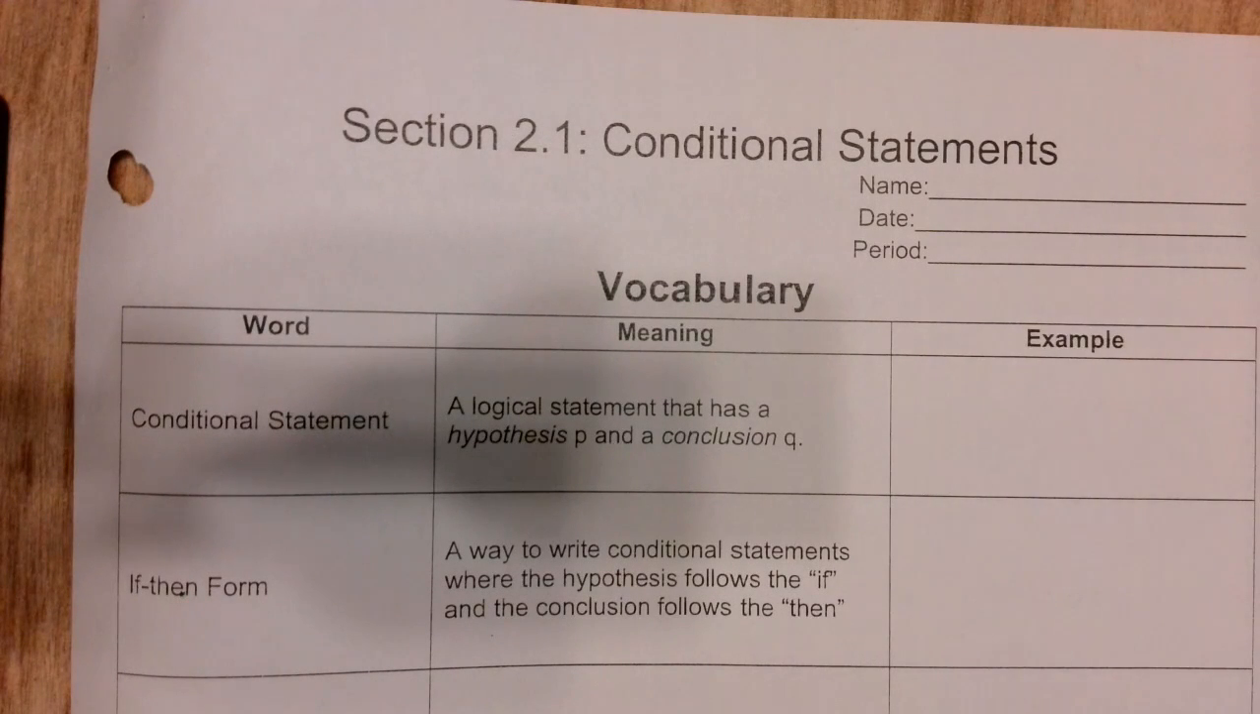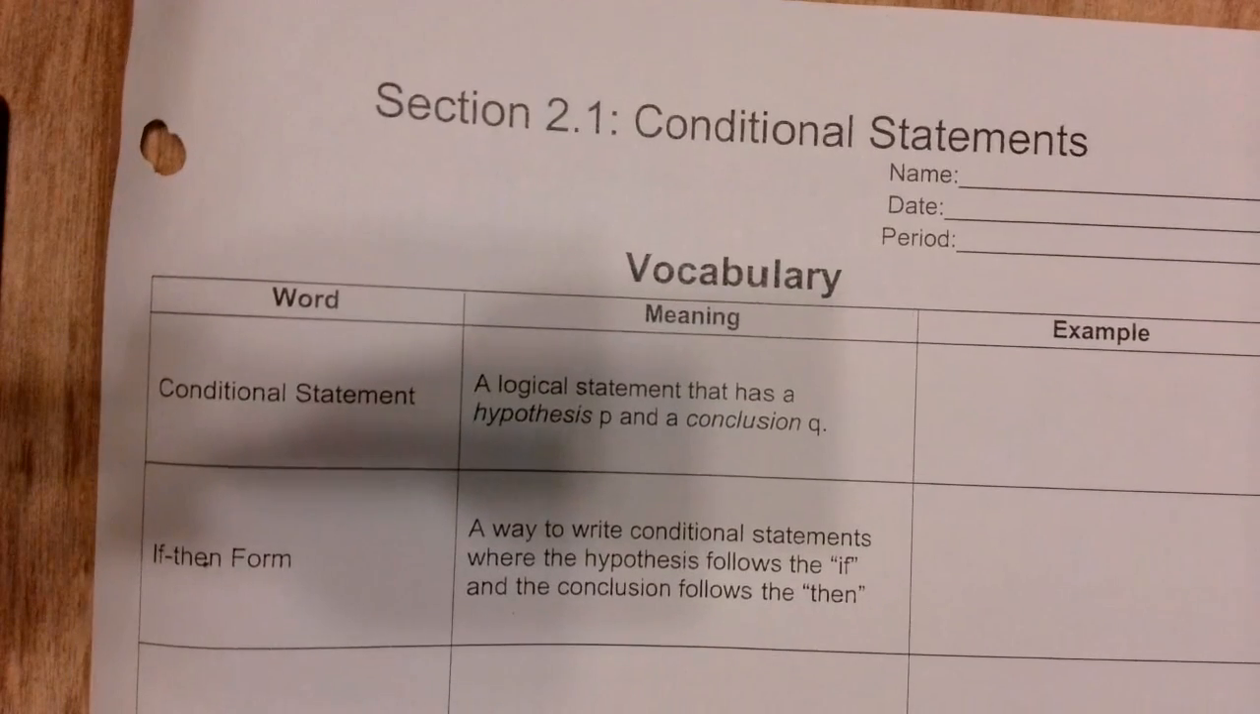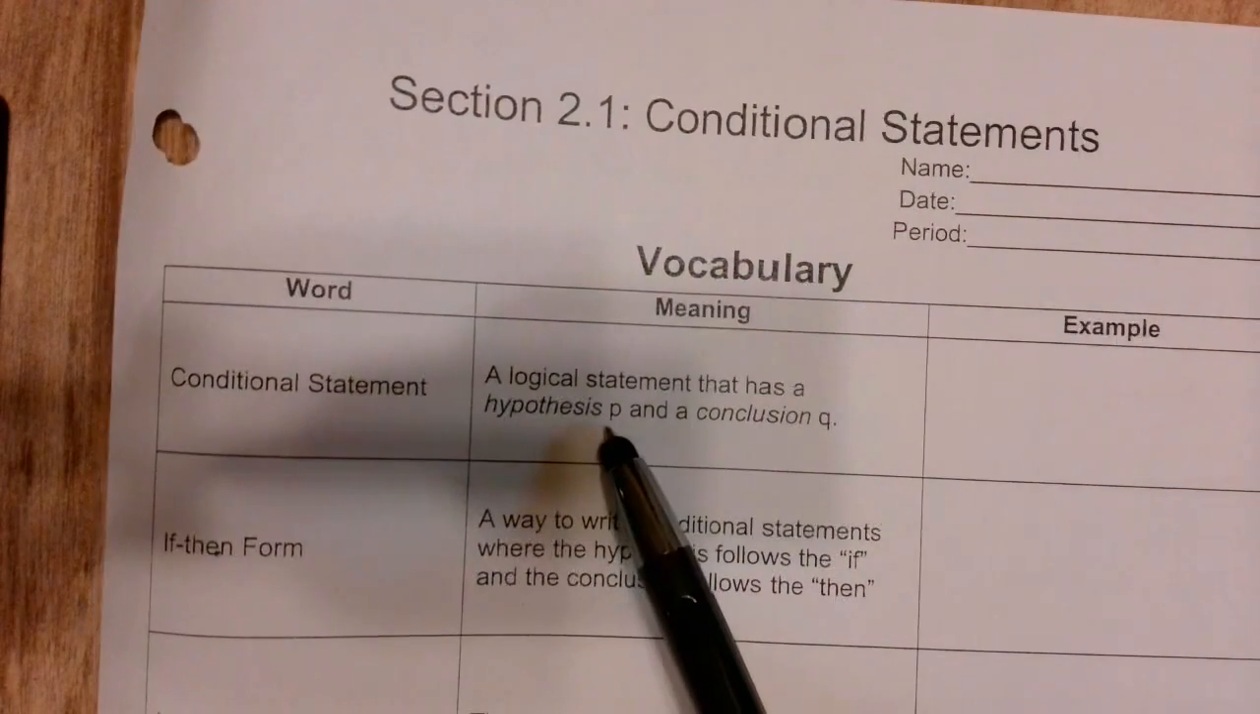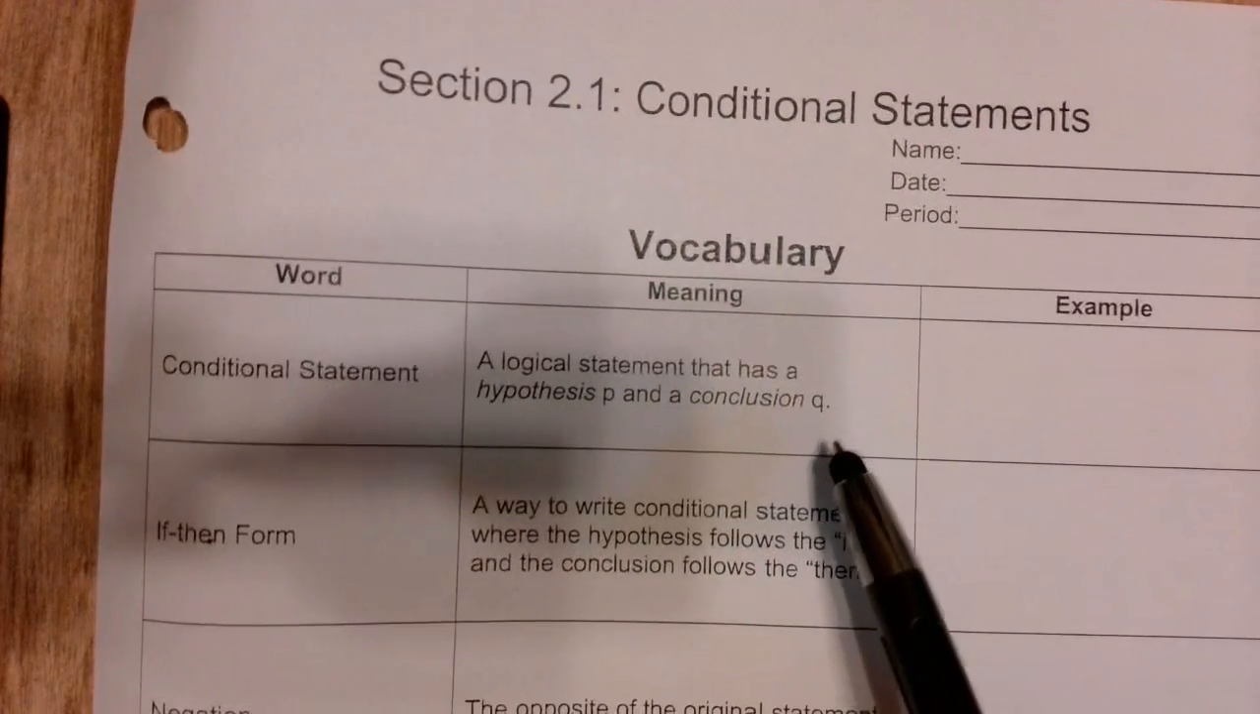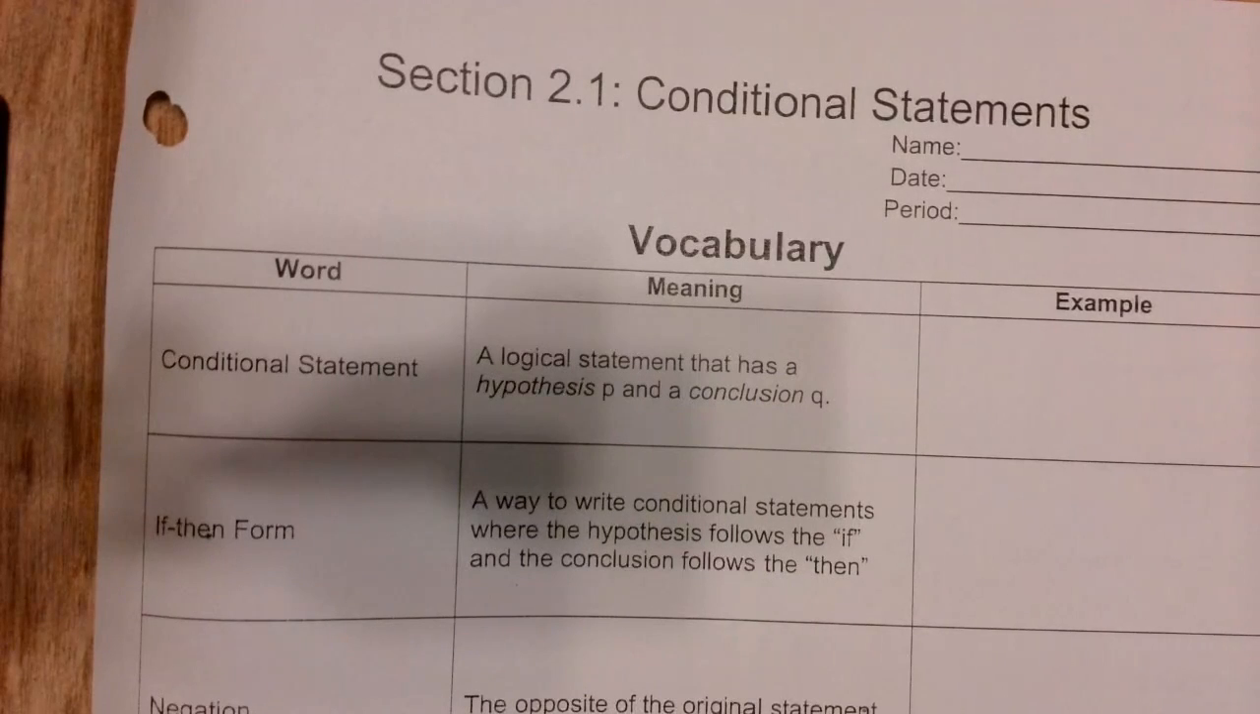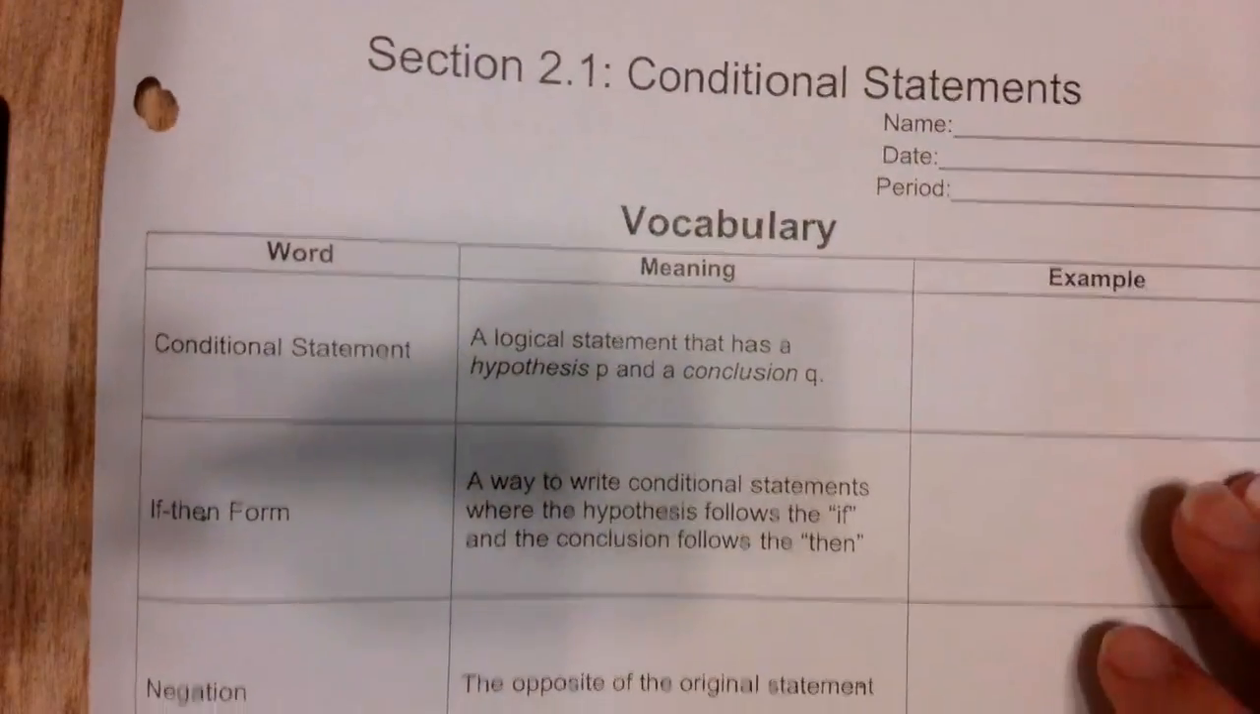Lesson 2.1, Conditional Statements. So conditional statements, first vocab word, a logical statement that has something called a hypothesis P and a conclusion Q. So oftentimes they'll actually tell you the P and the Q. Everything that we are doing here are conditional, based off of conditional statements.